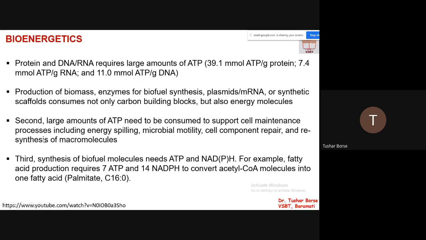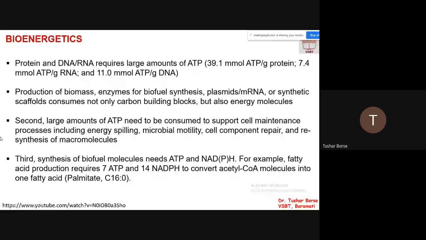And the third one is the actual production of the biofuel. In this case, if you are going for some biofuel, then for the synthesis of the biofuel molecules, you may require the ATP or the NADPH. Right. Now, for example, you can take the fatty acid production.